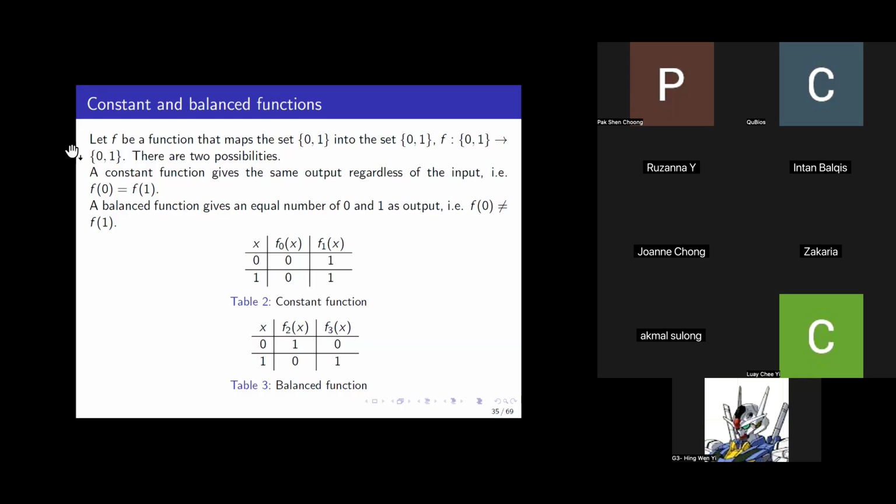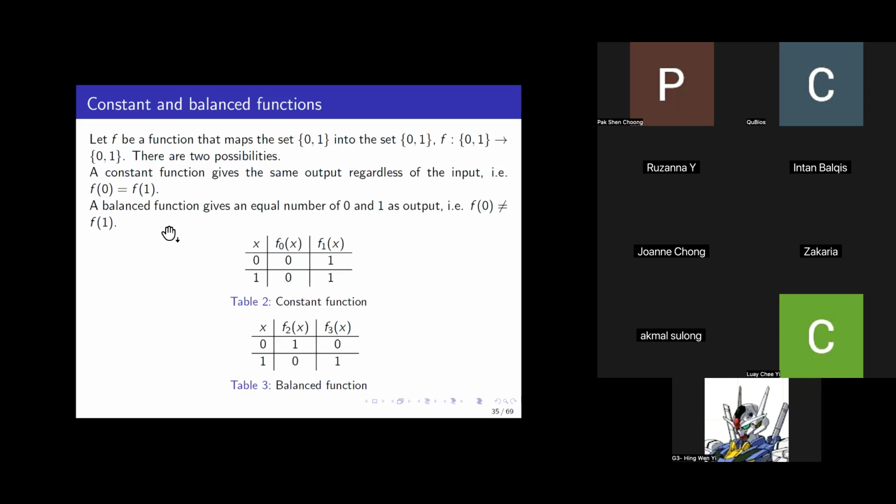So that means that when you get 0 and when you get 1, regardless of your inputs, you always get the same output. It can be 0, it can be 1. So that's what we call a constant function. So in table 2, I have the f0 constant function. Regardless of what your x is, you always get 0. And then the f1 constant function, regardless of what your x is, you always get 1.